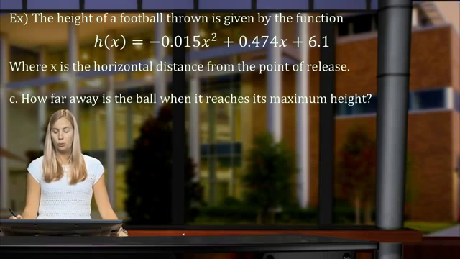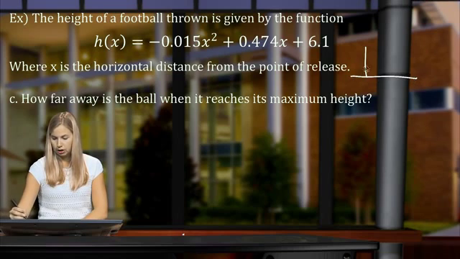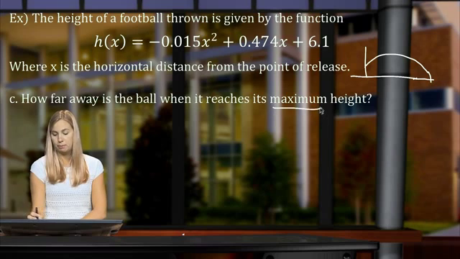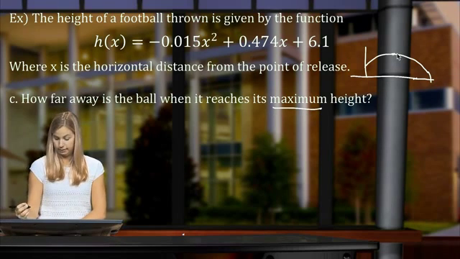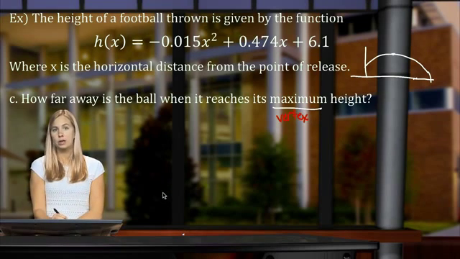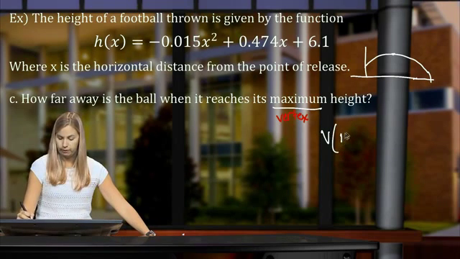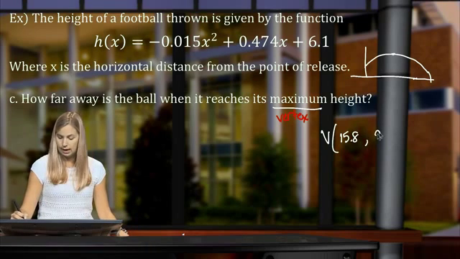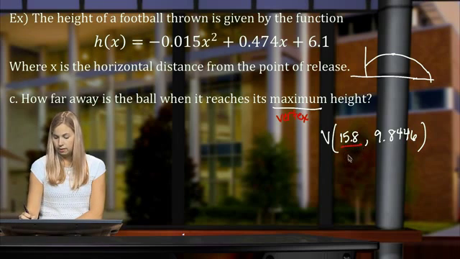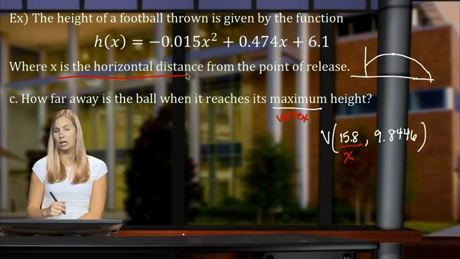How far away is the ball when it reaches its maximum height? Again, if we think about our graph, here's our picture. It looks like this. We're still talking about the maximum height, so we're still talking about the vertex. But now it wants to know how far away was the ball. Well, our vertex from the previous example was 15.8, 9.8446. Our x value is what talks about the horizontal distance. So that's how far away the ball is.